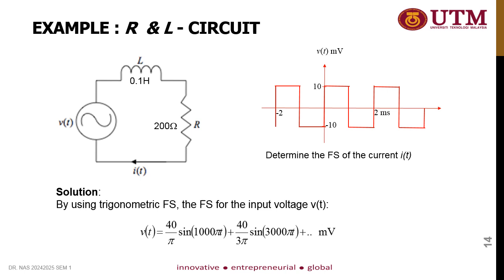Let's have another example when you have combinations of R and L in a circuit. So you need to consider the Fourier series of the current It. Okay, so the Vt is given in trigonometric form. So if there's no equation for Vt, you need to derive the equation by referring to the coefficients table. Okay, once you have the equation, then you can develop the Fourier series for the current It.